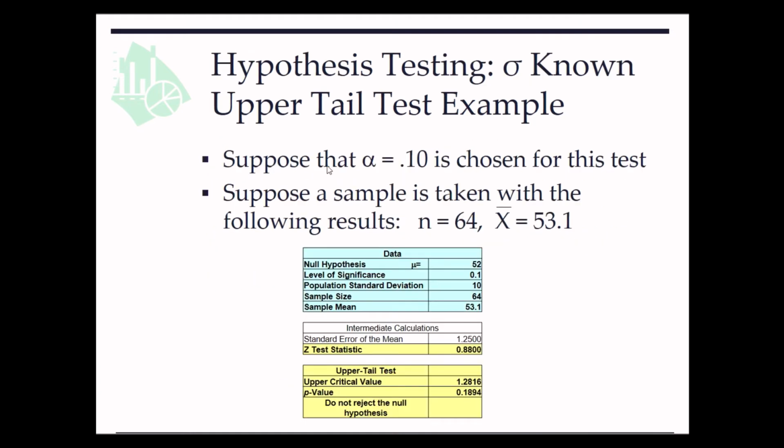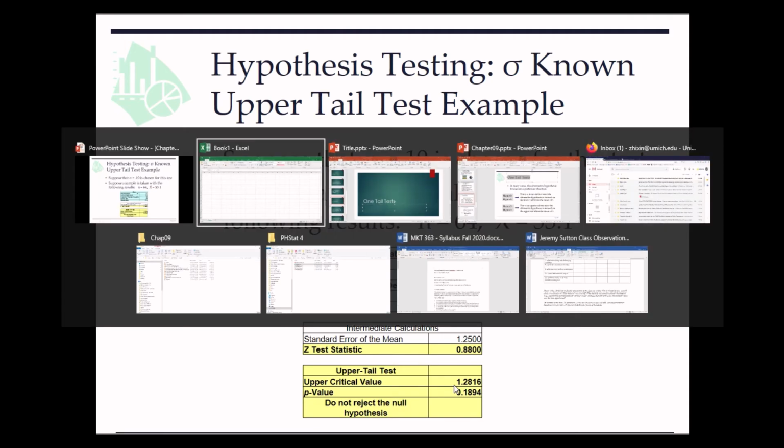And we suppose alpha equals 0.1, and we have a sample with sample size 64, sample mean 53.1, and we can use PStat to obtain the following result, where we do not reject the null hypothesis because the p-value is larger than alpha. We can solve the problem in PStat as follows.